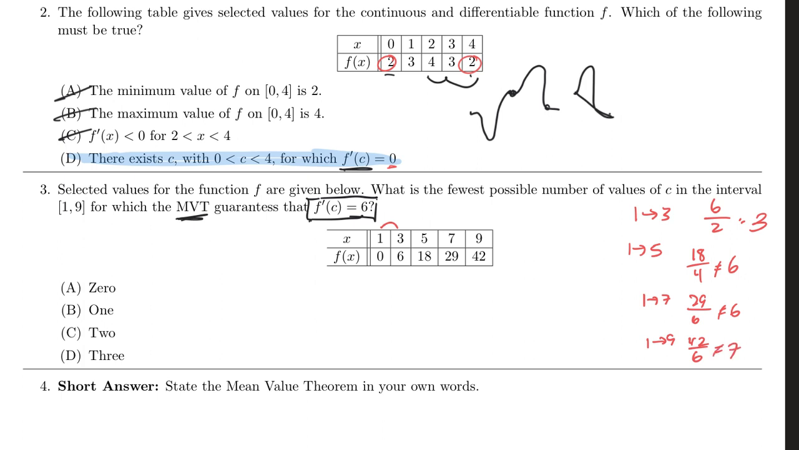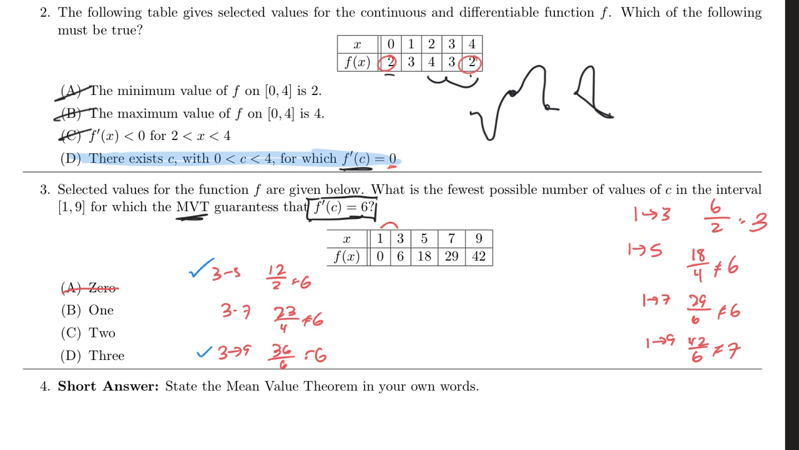All right, then we could do 3 to 5. The difference in those y values is 12 over 2, and that is 6. All right, so now we have at least one place where our secant line has a slope equal to 6. We could do 3 to 7. It's going to be 29 minus 6 is 23 over 4, and that's definitely not 6. 3 to 9. 42 minus 6 is 36, and the difference 3 to 9 is 6. 36 over 6 is 6. All right, so it looks like we have another place.